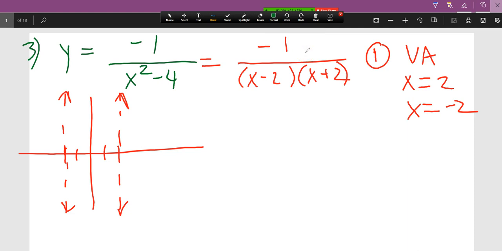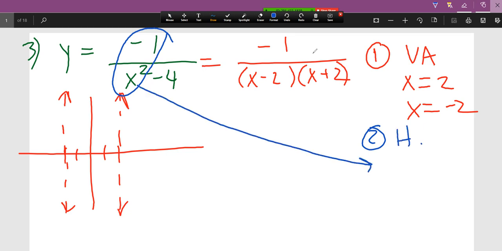Okay, so step 2, horizontal asymptotes. Largest power of x in the top, largest power of x in the bottom. What am I going to do with that fraction? Take the limit as x goes to infinity. So what happens to that fraction as x gets bigger and bigger and bigger? I know, and you know, that every time you plug a number in there, you're getting a negative result. But what's happening to those fractions?